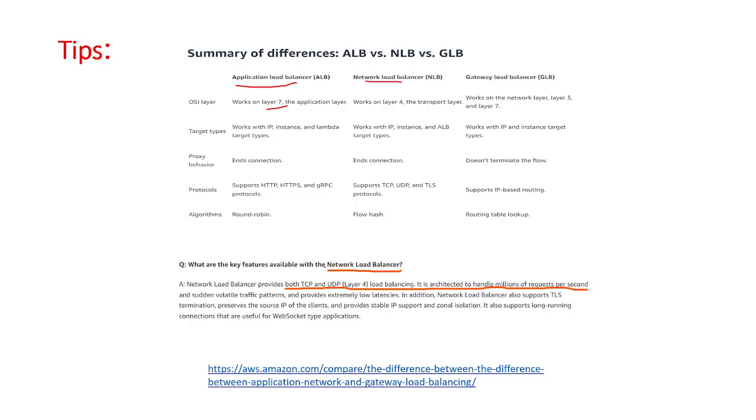So here are the tips. You can see one more tip here. Both TCP and UDP layer 4 load balancing. It is architected to handle millions of requests per second and sudden volatile traffic patterns. So this clearly answers what feature is available for it. I am clear on this one, and let's see our answer. Yep, the answer is the same. We need to deploy a network load balancer. Okay, next.